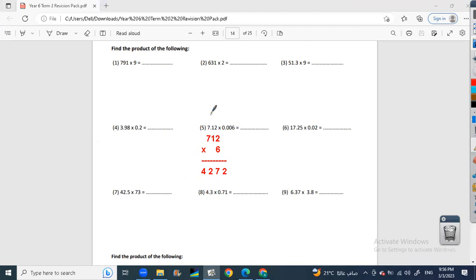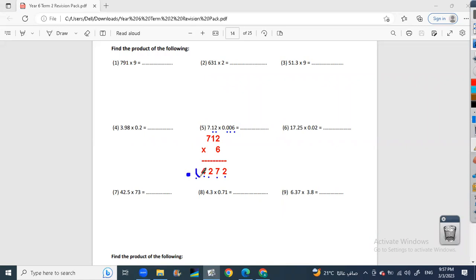Ask yourself. I have here 2 decimal points. How many digits do I have after the decimal points? Both of them. I have 1, 2, 3, 4, 5 digits after the decimal point. So I want 5 digits after the decimal point of the answer. 1, 2, 3, 4. I want 5 digits and then put the decimal point in here.